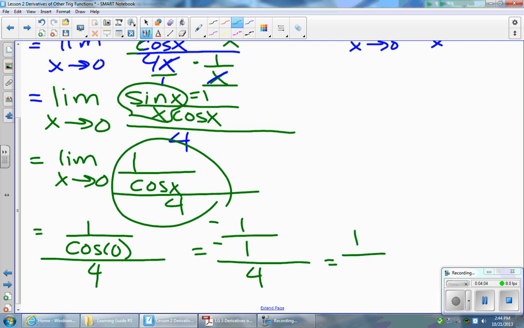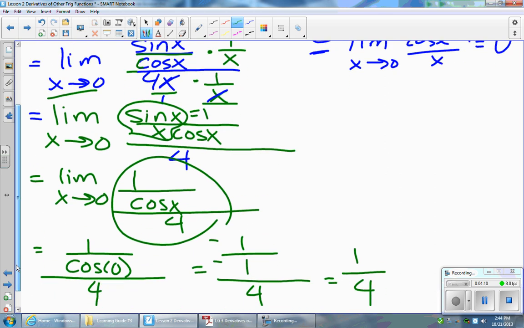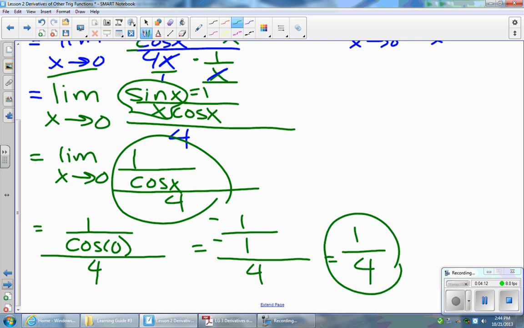What's on the bottom here? 4. So what's the answer here? The limit as x approaches 0 is going to be equal to 1 over 4. And that's how you do that question.